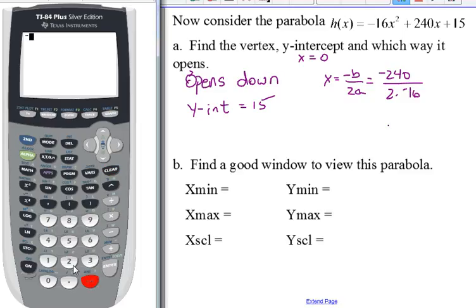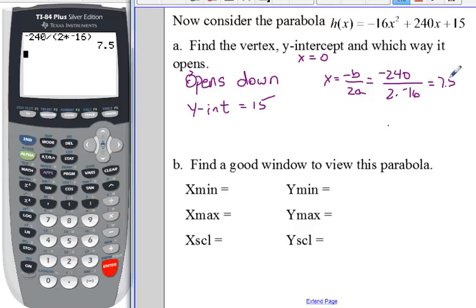So we'll type in here over negative 240. We're going to divide, and we're going to use parentheses to make sure we divide by all of 2 times negative 16. Close parentheses. And there's our answer, 7.5. So our vertex, we now know the x coordinate is 7.5, but we still need the y coordinate.